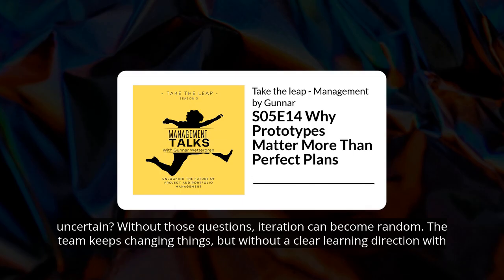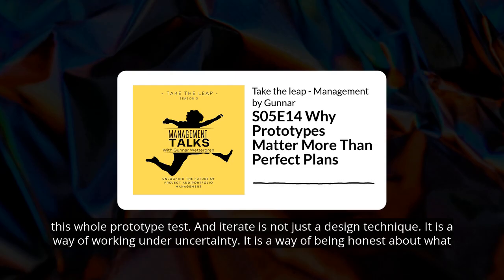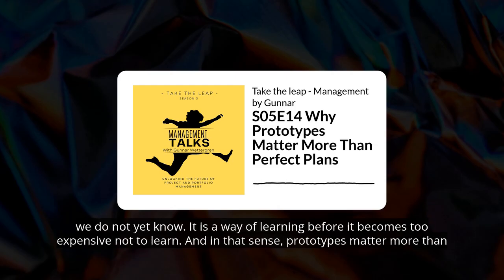Without those questions, iteration can become random. The team keeps changing things, but without a clear learning direction. With those questions, iteration becomes disciplined. It becomes a process of reducing uncertainty step by step. And that is really the larger lesson of this whole episode. Prototype, test, and iterate is not just a design technique. It is a way of working under uncertainty. It is a way of being honest about what we do not yet know. It is a way of learning before it becomes too expensive not to learn.